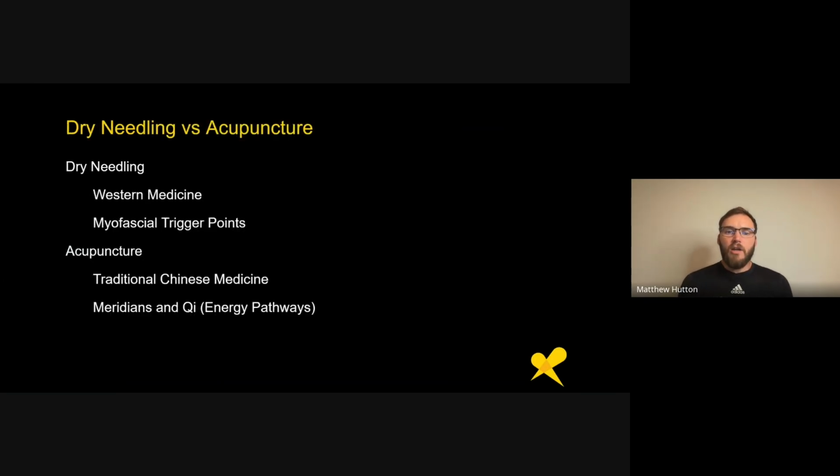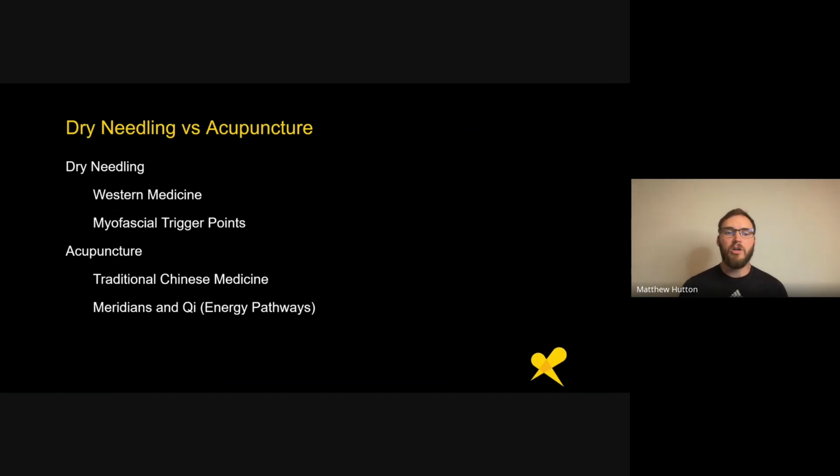So for the dry needling versus acupuncture comparison, it really boils down to the theory behind it, the approach behind it, and what it is that we're targeting, how we're applying these different needle applications. So dry needling is a Western medicine practice. This is following a Western medical, more holistic approach where we're looking at, okay, there's a pathology and we're going to treat the pathology.